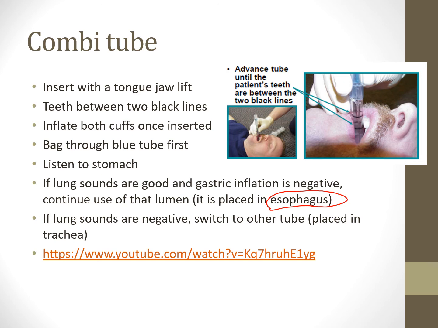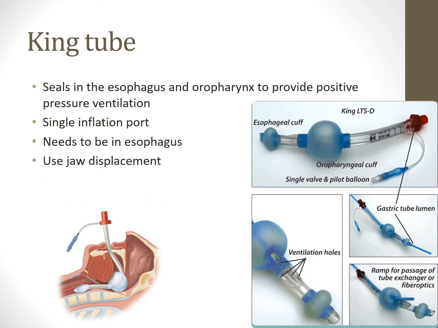If the lung sounds are negative, switch to the other tube, all right? And that means you accidentally got into the trachea. Hey, there you go. And you're going to switch to the other tube, and then you're going to be able to ventilate that way as well. So make sure you watch that video. Pretty good video overall. The king tube, I'm a big fan of the king tube.